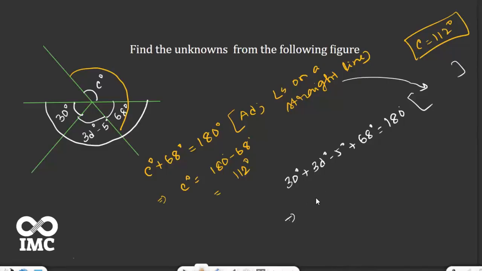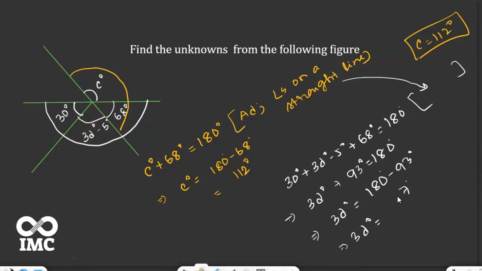So here 3D degrees, 30 minus 5 will be 25. 25 plus 68, 93 degrees. 93 degrees equals 180. So 3D degrees will be 180 degrees minus 93 degrees, or 3D degrees will be 87 degrees.